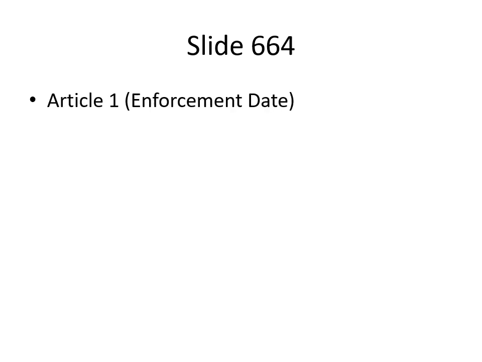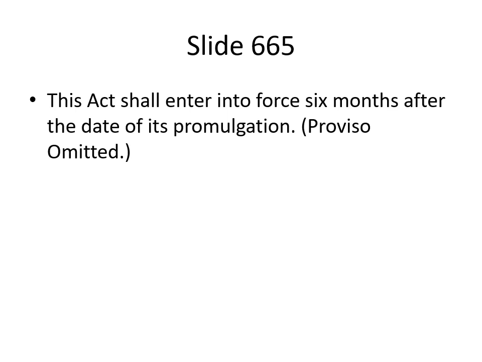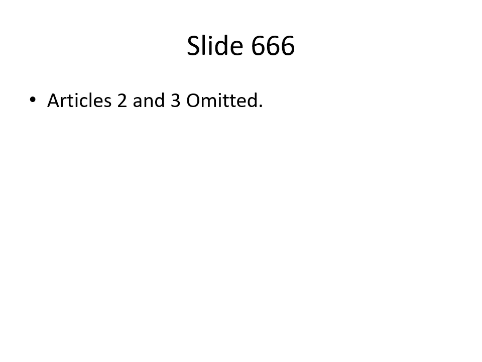Addenda Act No. 8781, December 21, 2007. Article 1. Enforcement date. This Act shall enter into force 6 months after the date of its promulgation. Proviso omitted. Articles 2 and 3 omitted.